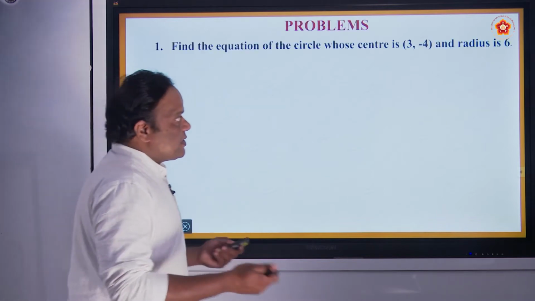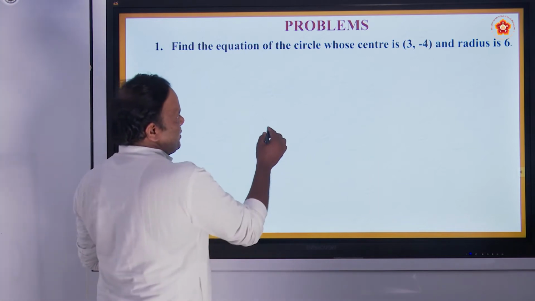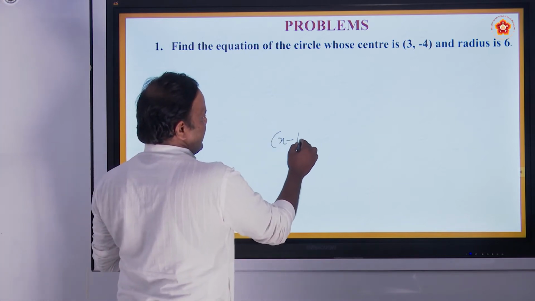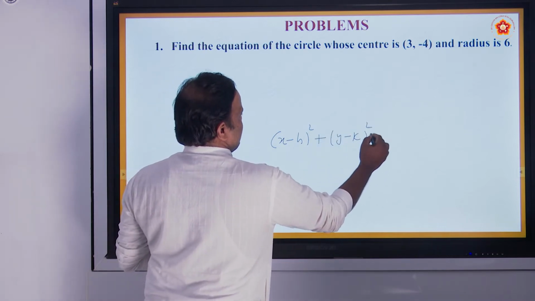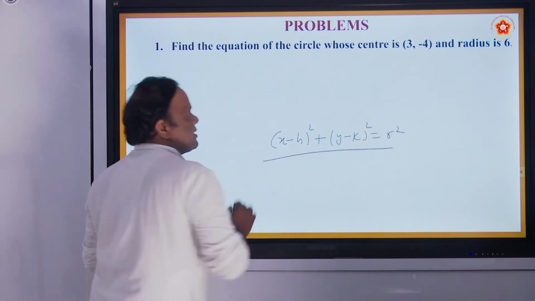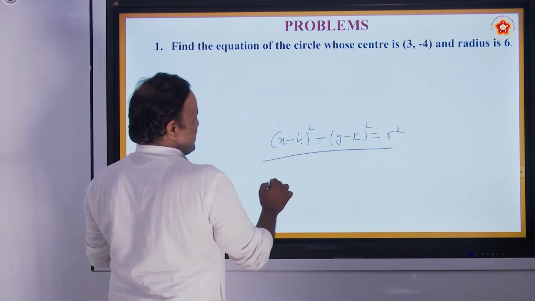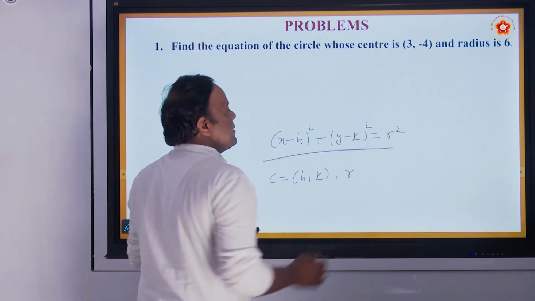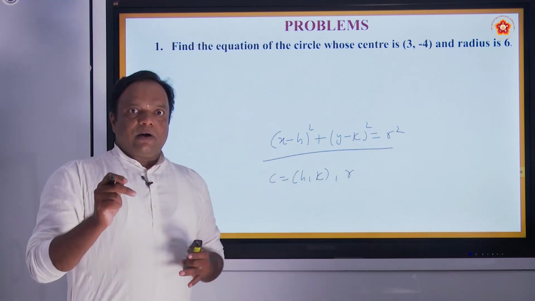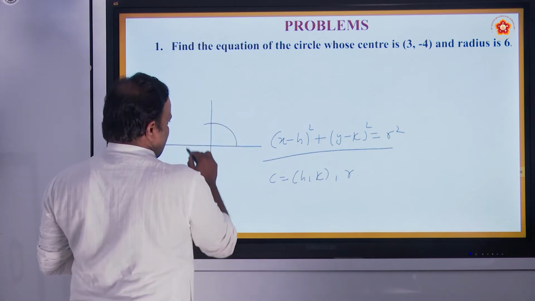So we know the equation of circle if center is h comma k and radius is r. The equation of circle is x minus h whole square plus y minus k whole square is equal to r square. This is the equation of circle in center radius form, where center is h comma k and radius is r. Suppose the circle's center lies on the origin like this.